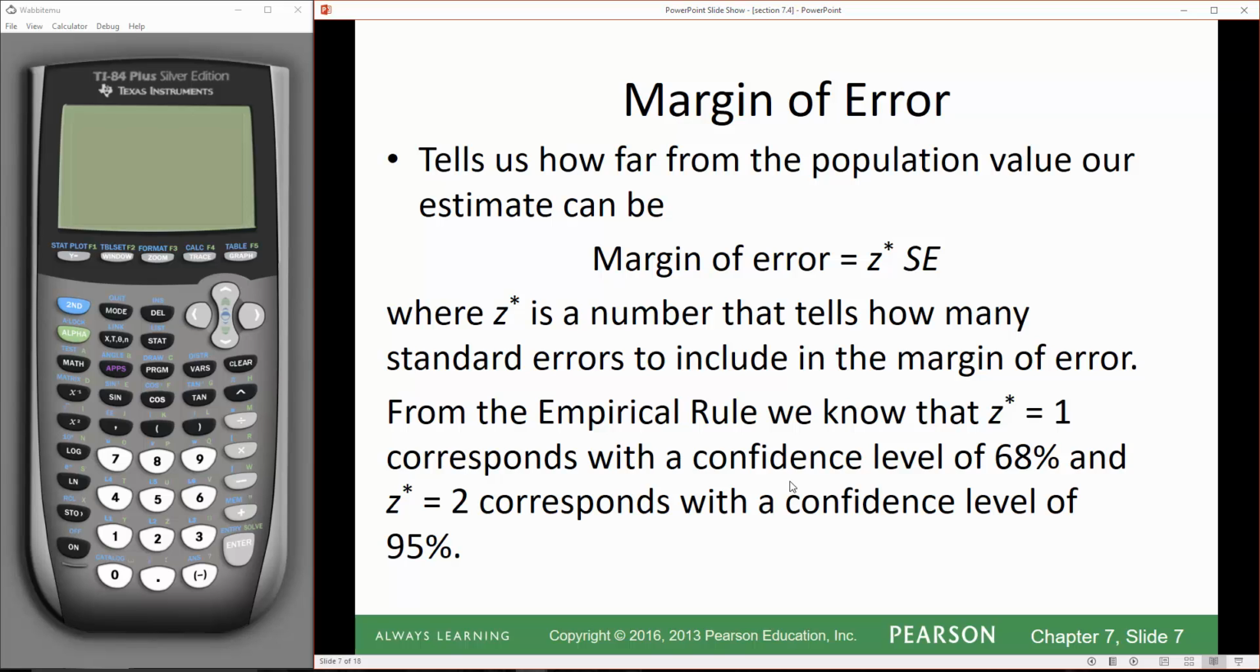So another topic we can talk about is margin of error. Margin of error is the value that we're adding and subtracting from the mean. So this tells us how far from the population value our estimate can be. To find the margin of error, we're going to take z critical times the standard error. This z with the asterisk, we call that z critical. So z critical is a number that tells us how many standard errors to include in the margin of error. From the empirical rule, we know that a z-score of 1 corresponds with a confidence level of 68%, and a z-score of 2 corresponds with a confidence level of 95%.